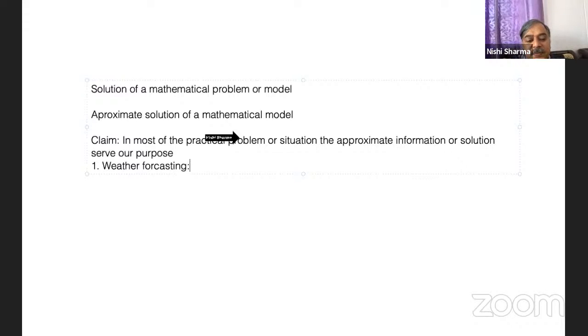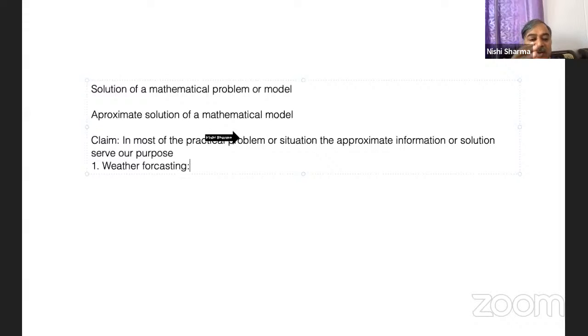Suppose I'm planning my journey to visit your place on coming Sunday. The information whether it would be a raining day or a non-raining day is sufficient for me to plan my journey. Am I right? If it would be a raining day, I will go with an umbrella, or maybe I will start my journey a little early. But in case it is a sunny day, I would be happy and plan my journey accordingly.